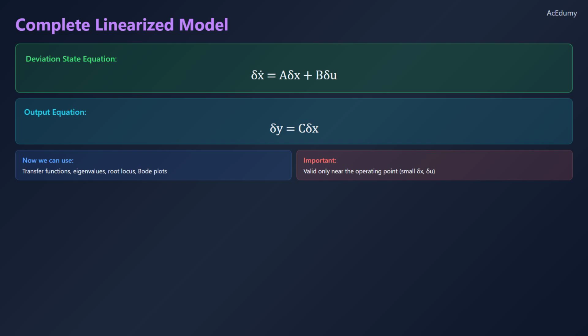Here is the complete linearized model. The deviation state equation is delta x dot equals A times delta x plus B times delta u, and the output equation is delta y equals C times delta x. This is now a standard LTI system in deviation variables. We can compute its transfer function, analyze stability with eigenvalues of A, and design controllers using root locus or frequency response methods. Remember, delta x and delta u represent small deviations from the operating point. The linearization is only valid near equilibrium.